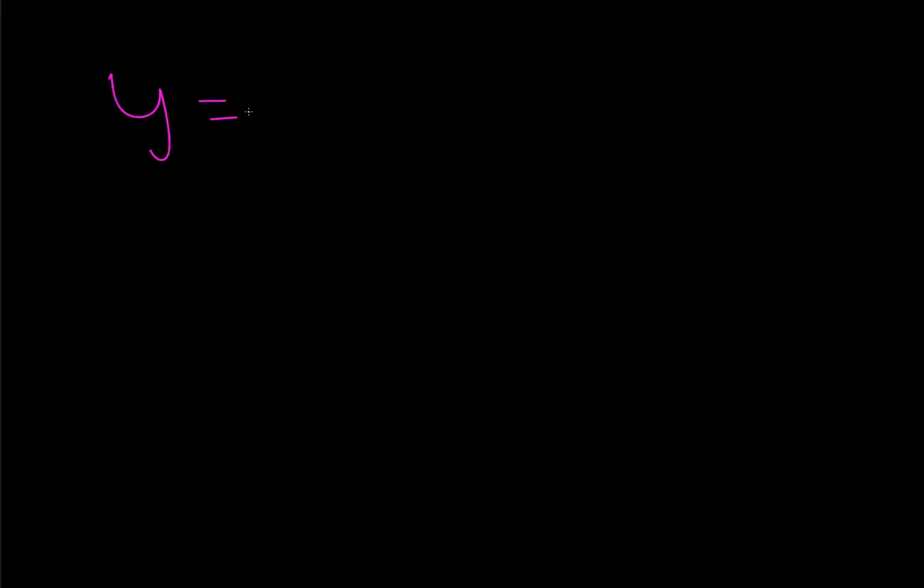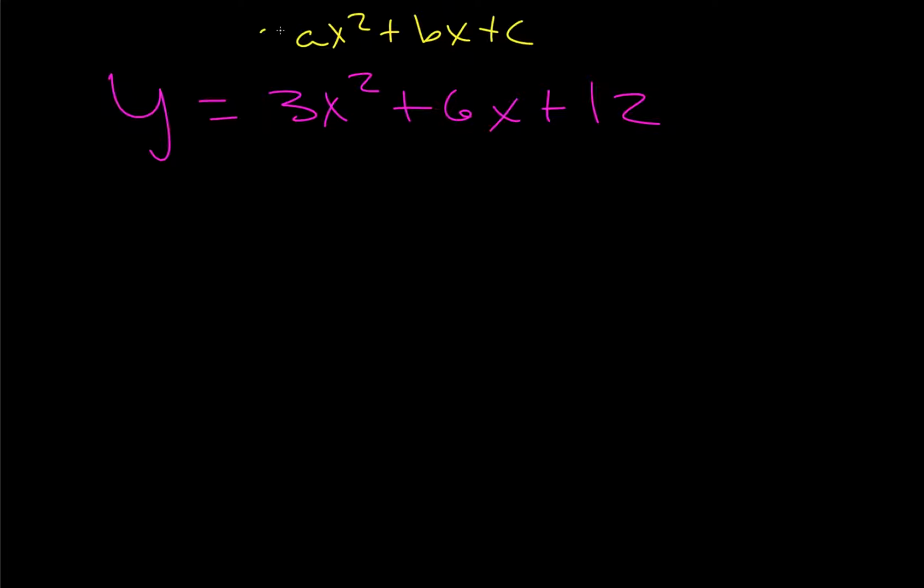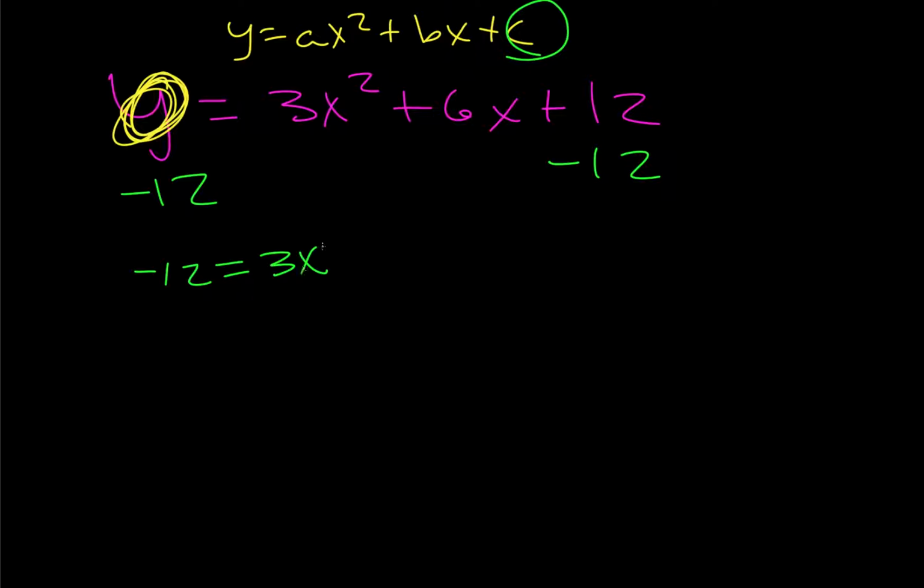I'm going to say y is equal to 3x squared plus 6x plus 12. We want to first identify that it's quadratic. So ax squared plus bx plus c is equal to y. It is quadratic, and then we want to replace our y with a 0. After we do that, we move the c term onto the other side. So in this case, we subtract 12. So we're left with -12 equals 3x squared plus 6x.